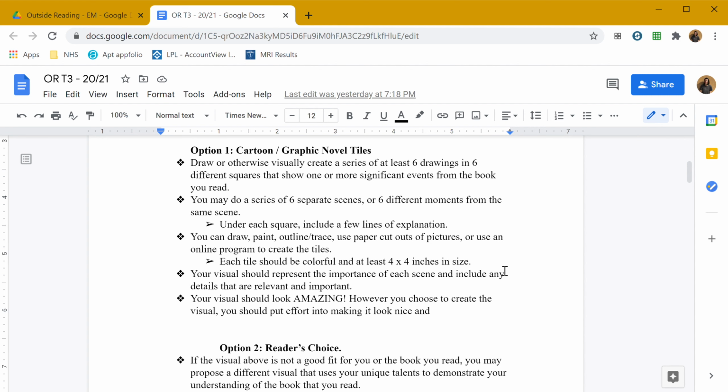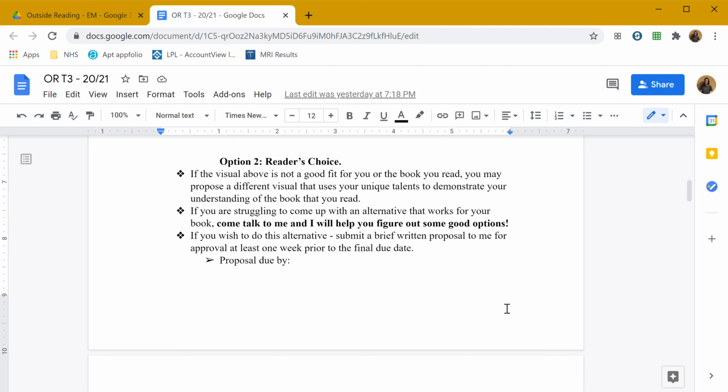There's a ton of different ways for you to go about this, and you can be as creative as you want. I definitely encourage that. The more fun you have with it, the better it's going to look. So obviously your goal is to make it look really nice. No matter how you choose to create the visual, you should put effort into making it look nice.